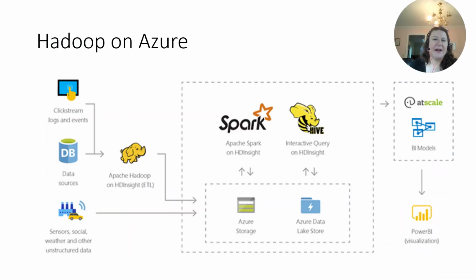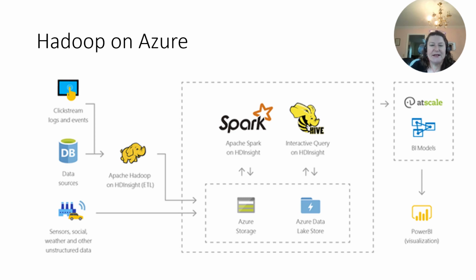Here's an example of how you might do Hadoop on Azure. Again, you've got data coming in on the left from all different kinds of sources. Apache Hadoop runs on HD Insight in Azure, and you can do ETL using HD Insight. Apache Spark would also be on HD Insight, doing the batch processing of data from one stage to another, one data lake to another, part of the data pipeline pretty much.